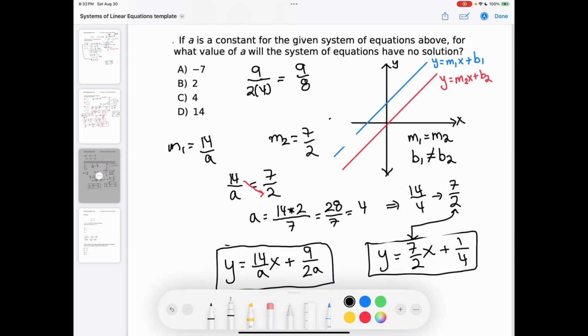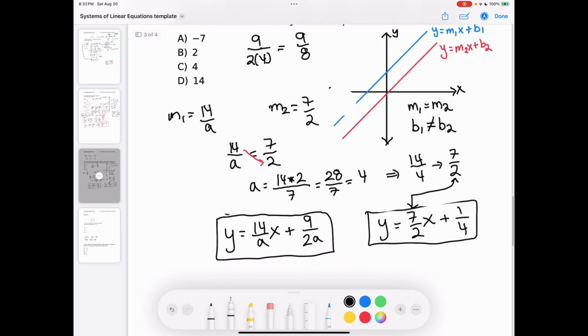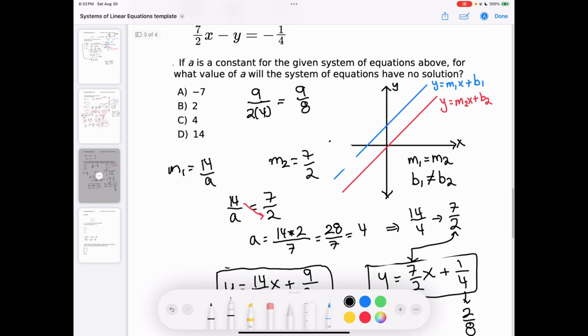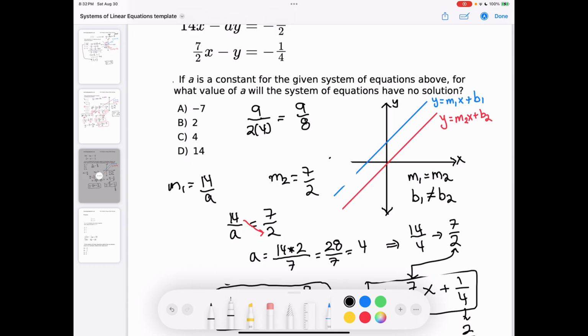And 9 over 8 is different than 1/4, right? Because even if I multiply 1/4 by 2 in the numerator and the denominator, I'll end up with 1/4 is the same as 2 over 8, which is different than 9 over 8. So I met both conditions, right? The slopes are the same, but the intercepts are different. So that means our value of a is indeed 4. Okay? So those were the 3 exercises.